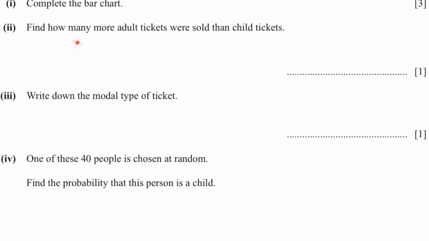In 2, we are asked, find how many more adult tickets were sold than child tickets. The number of adult tickets sold was 17. The number of child tickets sold was 12. When we subtract them, we will get 5. So there were 5 more adult tickets sold. The next question, write down the modal type of ticket. Modal means the most repeated, or whose frequency is the most. In this case, the modal type of ticket is adult.